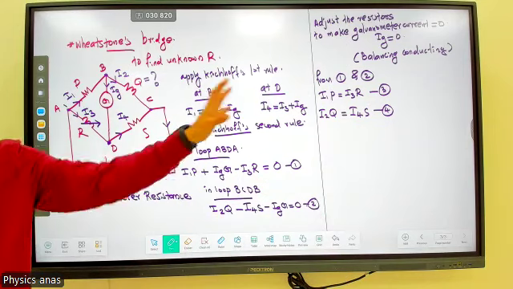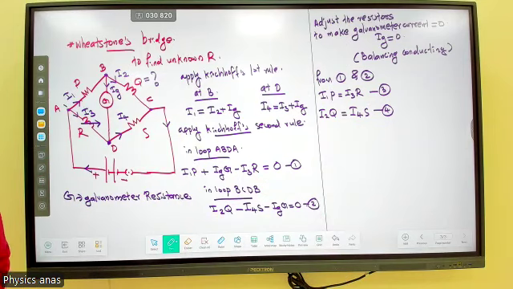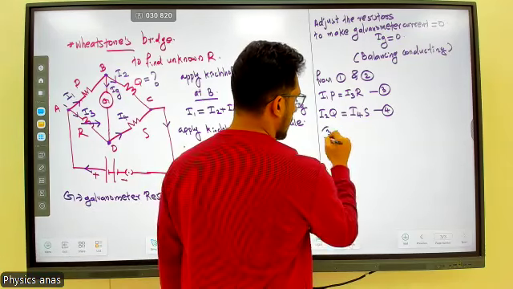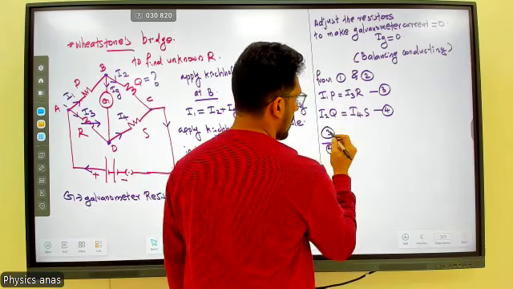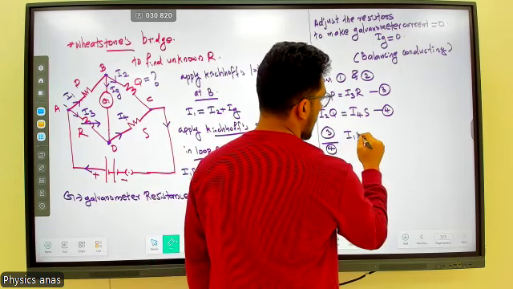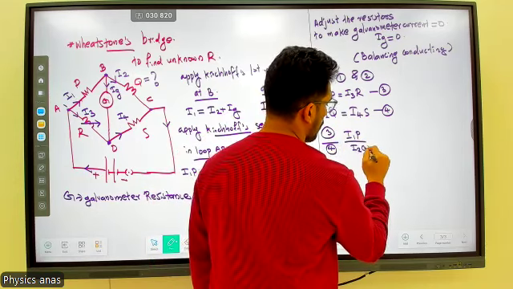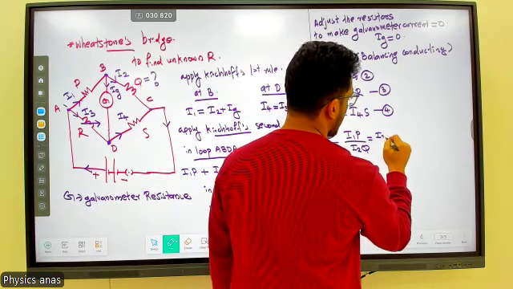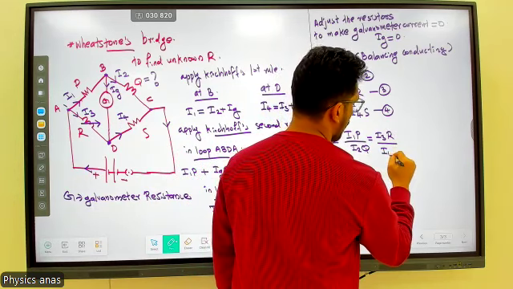Now I'm at the end of my derivation. What I have to do? Just divide one equation from the other. Just divide 3 by 4. How to do that? I1P by I2Q is equal to I3R by I4S.